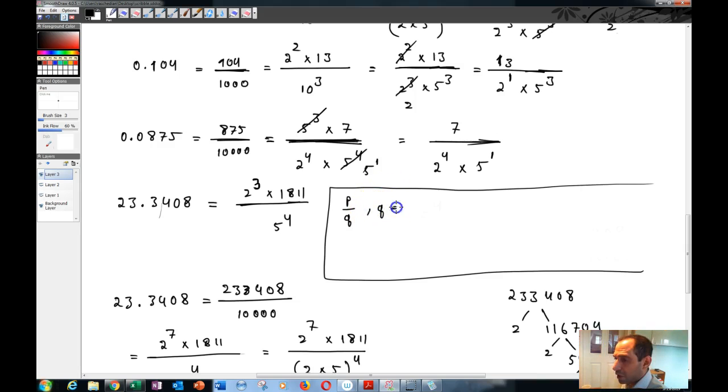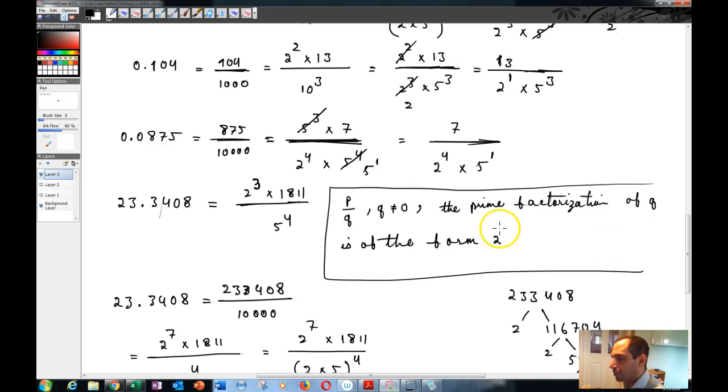where, of course, q is not equal to 0, and the prime factorization of q is of the form 2 raised to the power m times 5 raised to the power n, or you can write it the other way around as well, 2 raised to the power n, for example, times 5 raised to the power m, for some non-negative integers n and m. Okay.